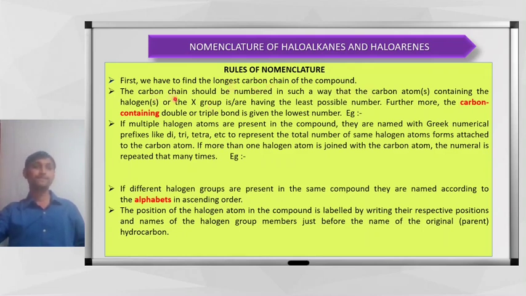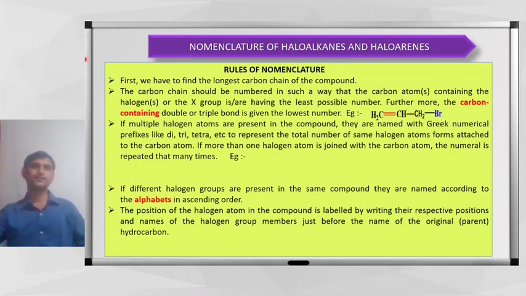Already we know. Then the carbon should be numbered in such a way that the carbon containing the halogen or X group has the least possible number. Further, if there is a double bond or triple bond, then we have to give them the first number, because we look at the priority order. Alkene comes first and after that there is the halogen group. So that is very important.